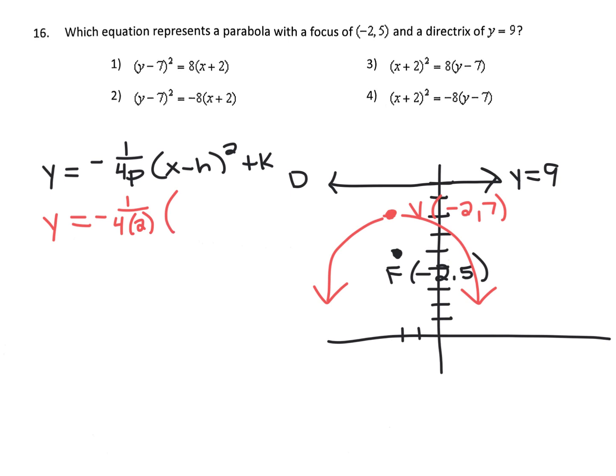Then it's x minus... The h and the k we get from our vertex. So our h is negative 2 and our k is 7. We can just plug them right in. So we have x minus negative 2. Instead of a minus negative, doesn't that become a plus 2? And in place of the k, we're going to put the 7. Let me write this a little neater. So we have y equals negative 1 over 4 times 2, which is 8, times x plus 2 squared, plus 7.